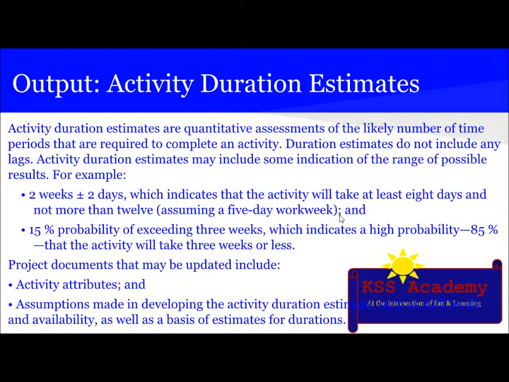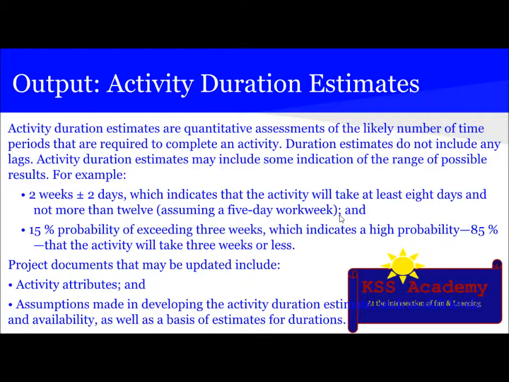The output is obviously the activity duration estimate. Duration estimates are a quantitative assessment of the likely number of time periods that are required to complete an activity. Duration estimates do not include any lags. Activity duration estimates may include some indication of the range of possible results. For example, 2 weeks plus or minus 2 days indicates that the activity will take at least 8 days and not more than 12 days, assuming a 5-day work week, and 15% probability of exceeding 3 weeks, which indicates a high probability, 85%, that the activity will take 3 weeks or less.